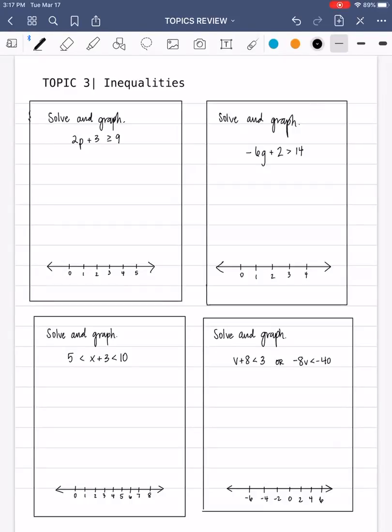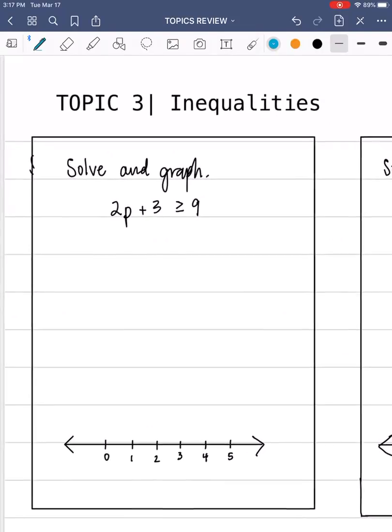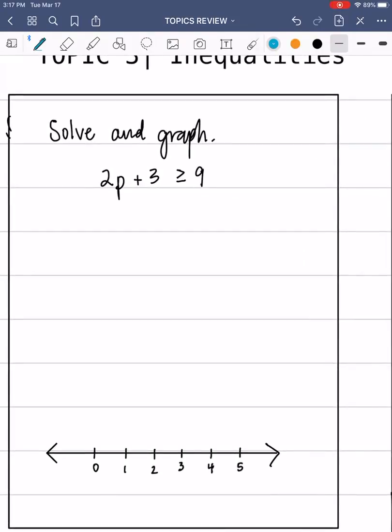All right, topic 3, inequalities, our favorite. All right, let's look at our first example. It says solve and graph. We have 2p plus 3 is greater than or equal to 9.